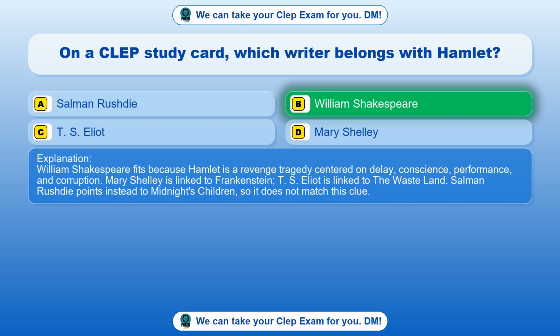William Shakespeare fits because Hamlet is a revenge tragedy centered on delay, conscience, performance, and corruption. Mary Shelley is linked to Frankenstein. T.S. Eliot is linked to The Waste Land. Salman Rushdie points instead to Midnight's Children, so it does not match this clue.